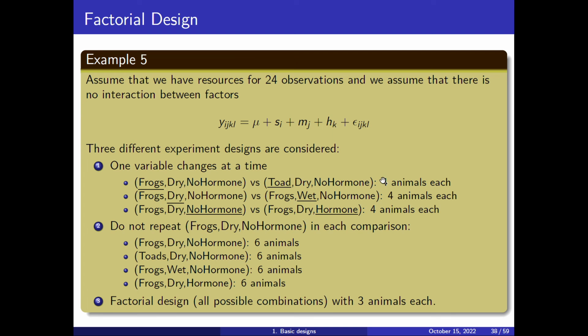And in total, if you count how many, we have 6 groups, and each group has 4 animals, so we have a total of 24 observations. Okay, this is one design.